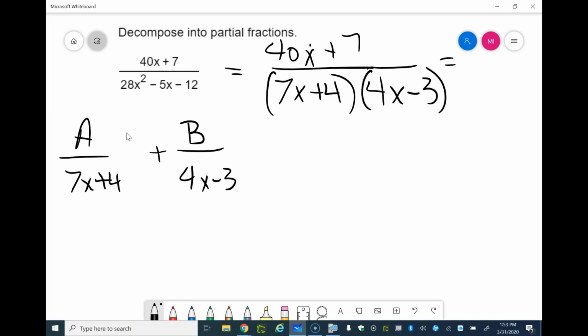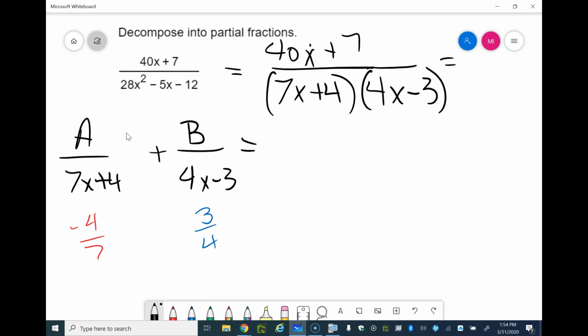So from here, we're going to figure out what our zeros are going to be. If you set this one equal to 0, we're going to have negative 4 over 7. If you set this one equal to 0, we're going to have 3 over 4. So we're going to keep these off to the side for right now, and we're going to come back and plug those in once we have it started.